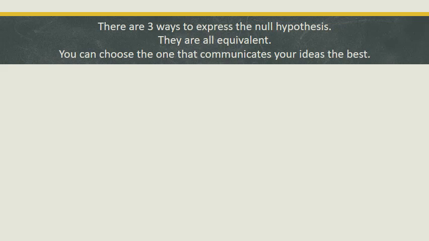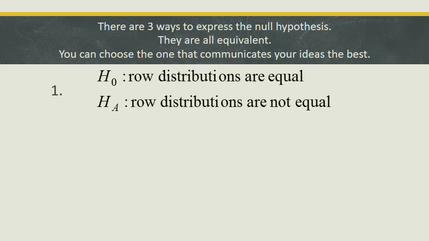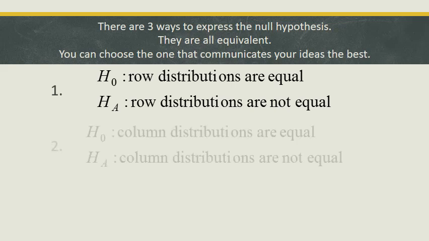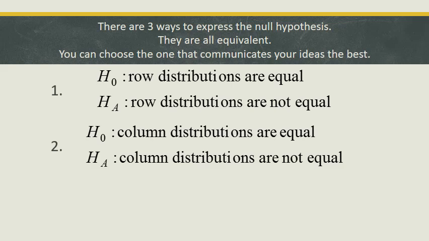Part of the reason why I didn't start with the hypothesis like usual is because there are several different ways to express it. First, we can express it in terms of row distributions, and I'll talk very soon about what row distributions are. But for now, let's define the null hypothesis as row distributions are equal, and a rejection would mean that they are not equal. Second, we can phrase it in terms of column distributions. The null hypothesis is that column distributions are equal, and a rejection would mean that they are not equal.